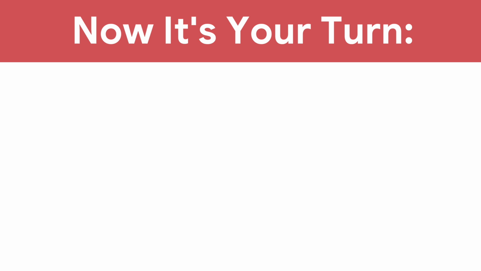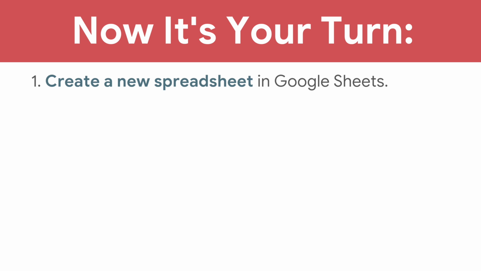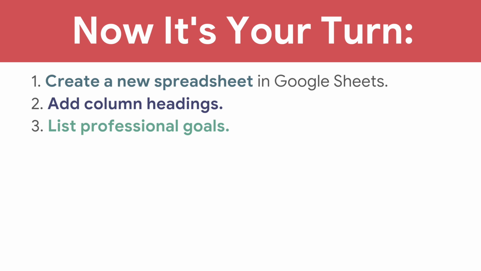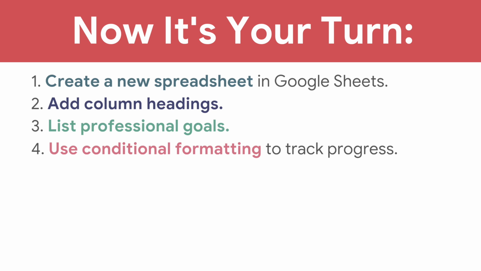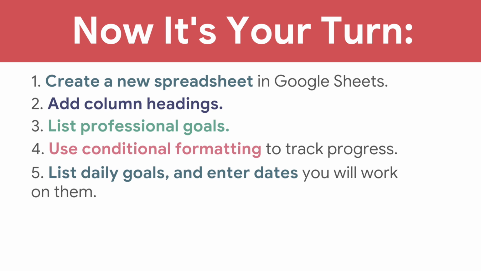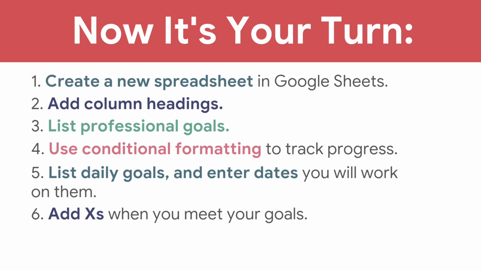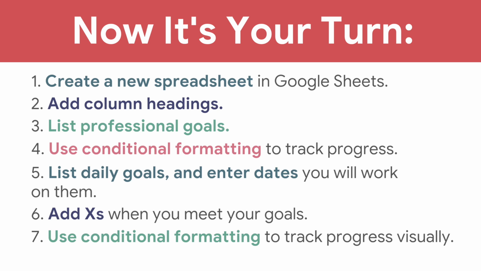Now, it's your turn. Create a new spreadsheet in Google Sheets. Add column headings. List professional goals. Use conditional formatting to track progress. List daily goals and enter dates you will work on them. Add X's when you meet your goals, and use conditional formatting to track progress visually.